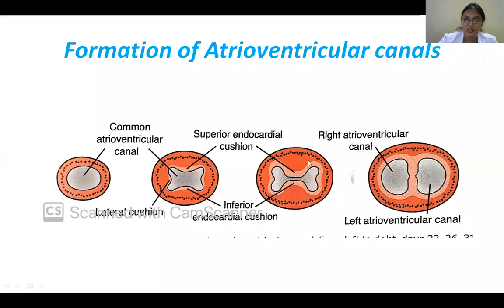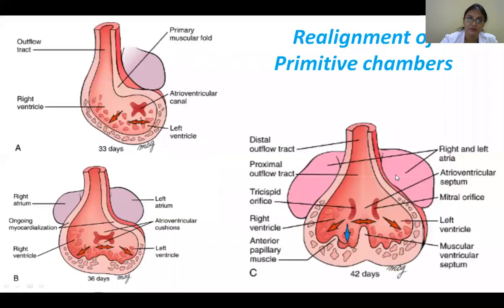And the AV canal, this you can understand. From here and here, the cushion tissue is coming. Initially, this atrioventricular canal is a communication between your atria above and the ventricle below. Slowly there will be a partition here, and you can see there are two canals here. So now the atria are ready.